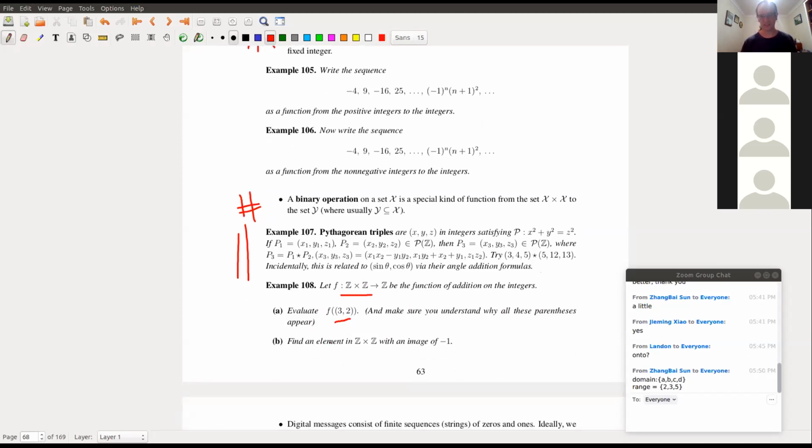So example here, find an element of Z with an image of 1. So image, remember, is when you pass it through the function, what do you get? There's an infinite number of solutions here. You could say 500 plus minus 501 or something will give you minus 1. So the input with that would be a tuple where you'd have 500 and minus 501.